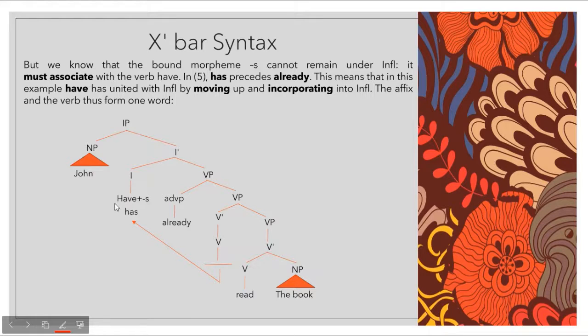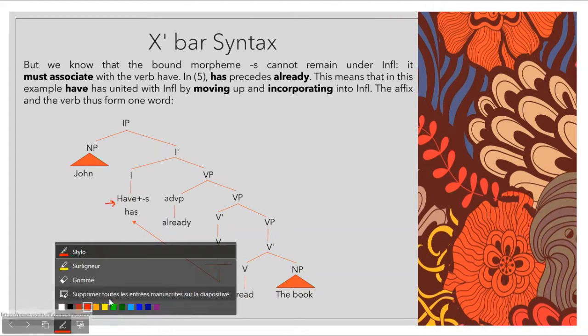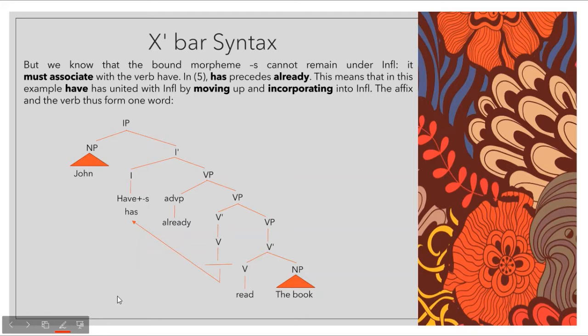And here, by the way, don't write have plus s. We are just clarifying that we moved have and added the s, and it became has because it's he, John. Okay, let's clear the mess.